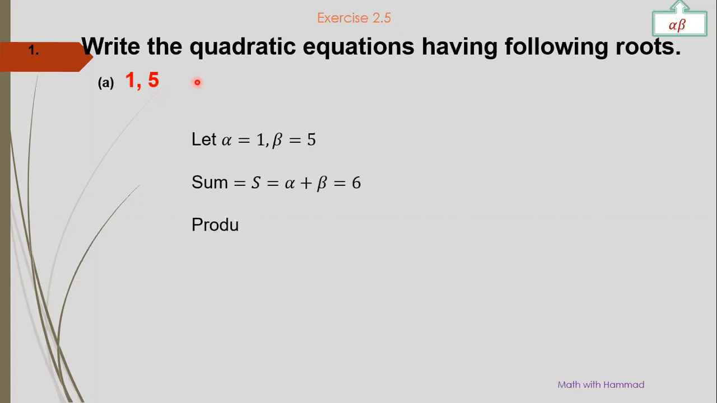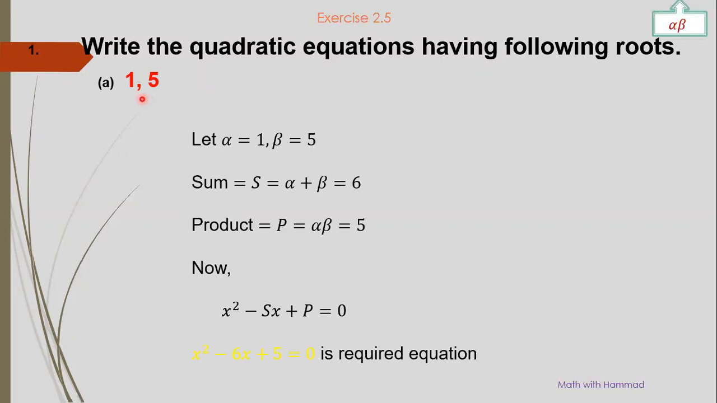1 plus 5 is 6, and product P is equal to alpha into beta is equal to 5. Now x square minus sx plus p is equal to 0. Replace s by 6 and p by 5. We will get x square minus 6x plus 5 is equal to 0 is our required equation.